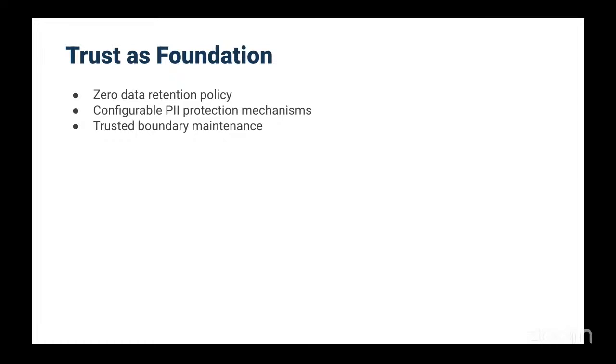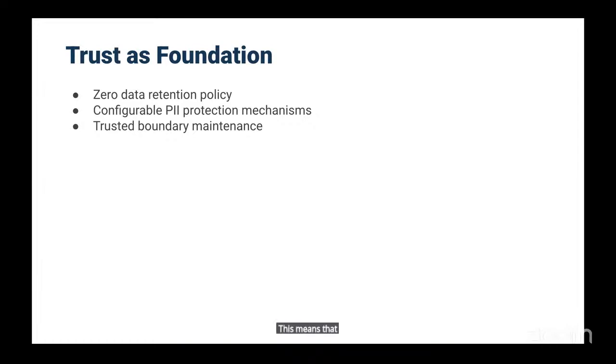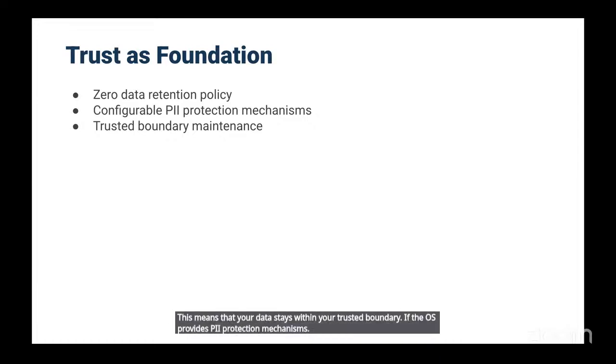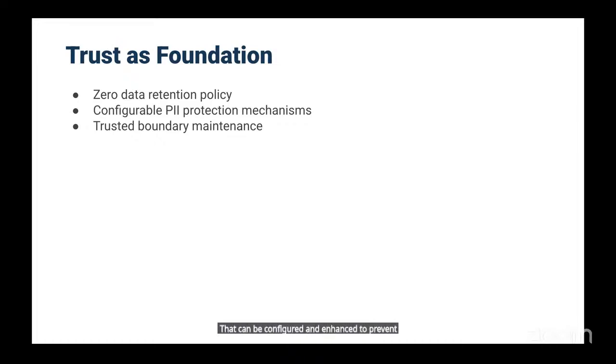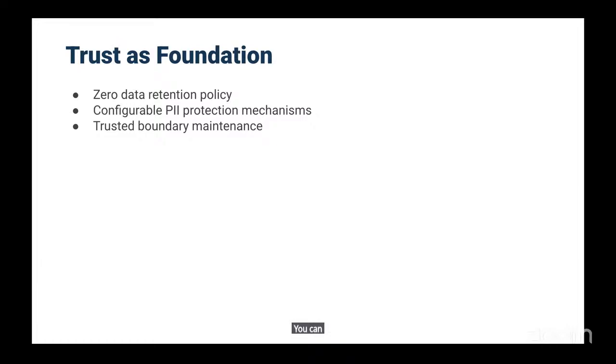Trust must be the foundation of any AI system. AWS implements a zero data retention policy with model vendors. This means that your data stays within your trusted boundary. AWS provides PII protection mechanisms that can be configured and enhanced to prevent personally identifiable information from being exposed to model vendors. You can customize these protections to match your specific security requirements. These capabilities help maintain customer trust while allowing AI systems to function effectively.